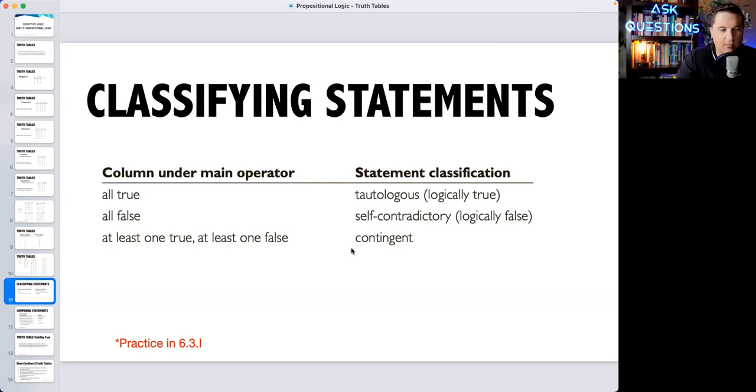So the statement, I'm wearing blue jeans. Well, I'm not wearing blue jeans right now, so it happens to be false. But before you know it, I'm sure I'll be wearing at least jeans, if not blue jeans. So that's a contingent statement. And we practice this in section 6.3, Roman numeral number 1.